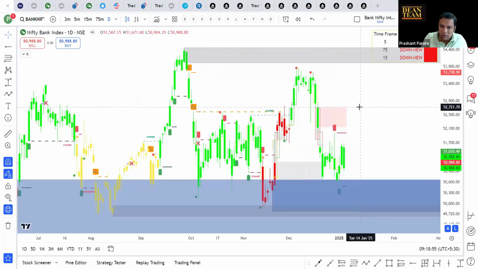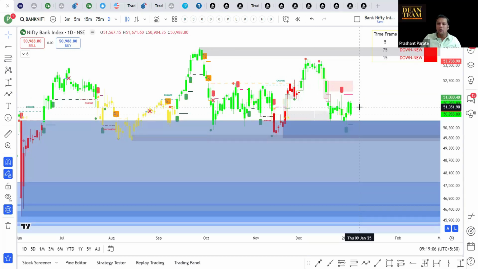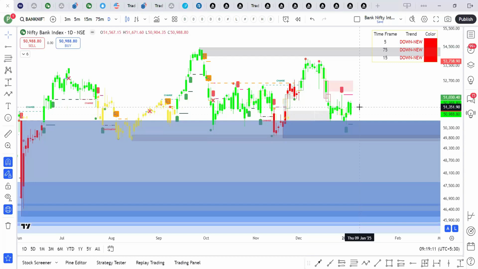So we should not take daily positional trades in the current situation for the next 2-3 days. If we don't know whether the prices are going to fall or rise, how will we take the trade? That is what you should do.